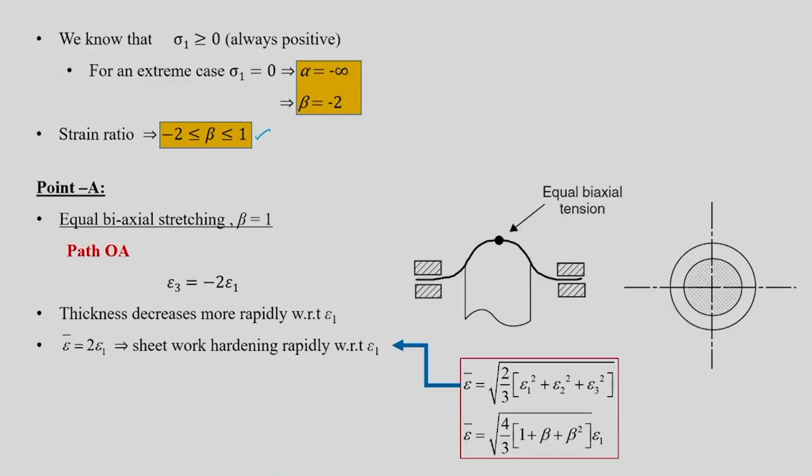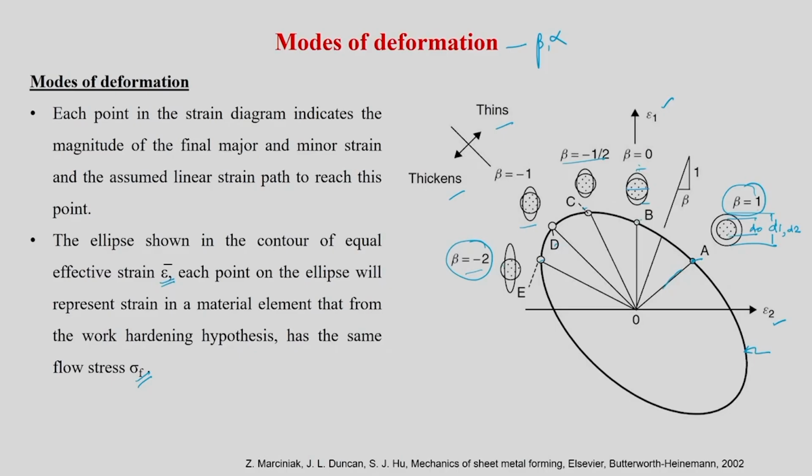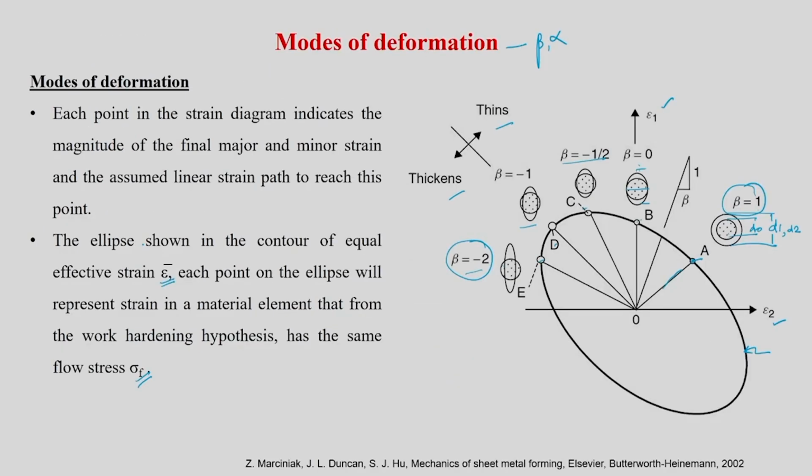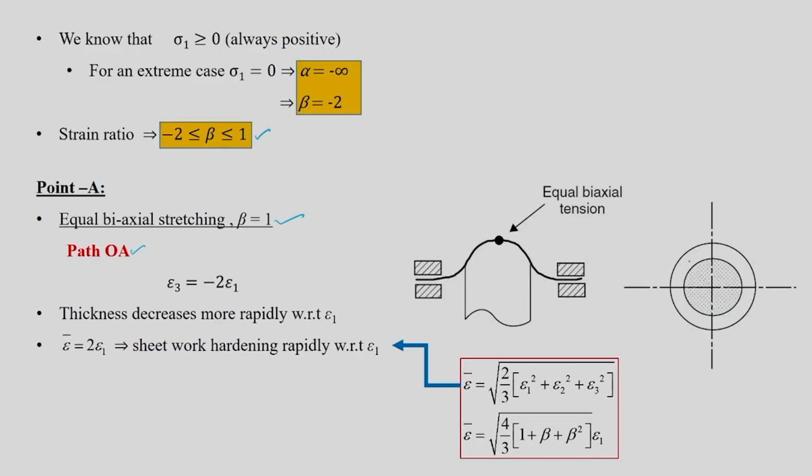Okay. So, now let us go into some important details about each strain path OA, OB, OC, OD and OE, and where you see these types of situations, that also we can have some idea of to some extent. Okay, let us go for point A. Point A is along, that means you are picking up the OA path. This path is actually called balanced biaxial stretching or equal biaxial stretching. Okay, we call it beta is equal to 1.